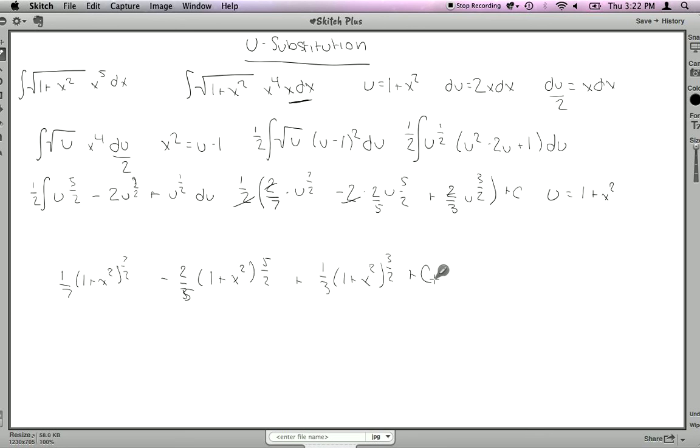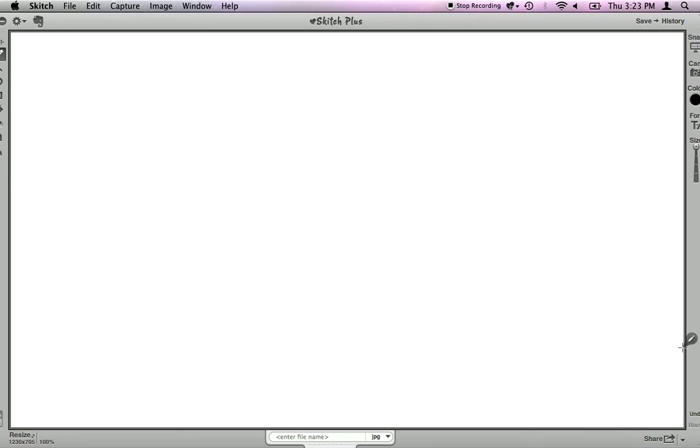Alright, now that we've plugged back in for u, we have our final integral. That means that you really simplified the problem easily, and it was a lot easier to take that than to try to do it in its original format. So that's U-Substitution. And we're going to do just one more problem to make sure we have the hang of it. And I'm just going to clear the screen.